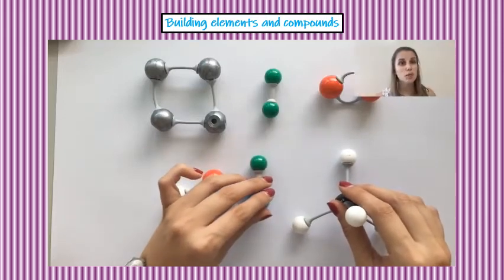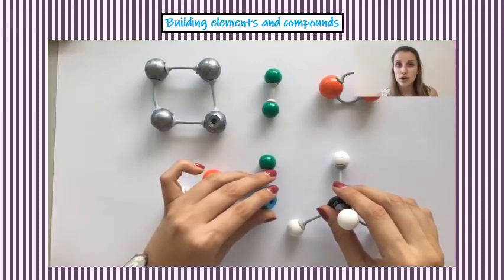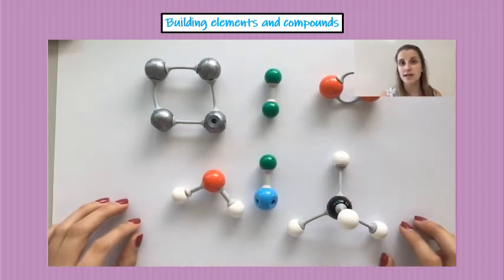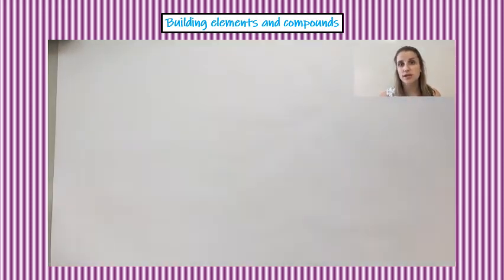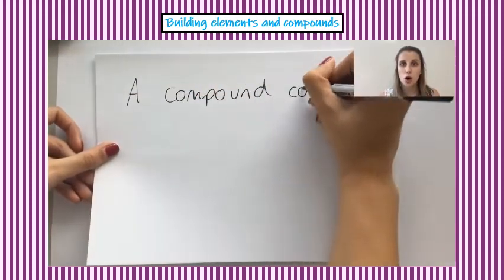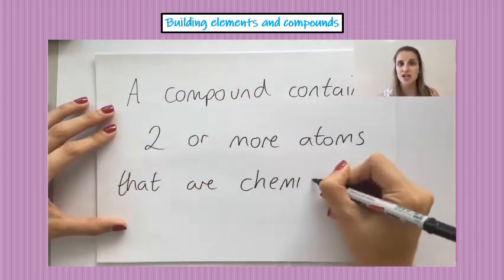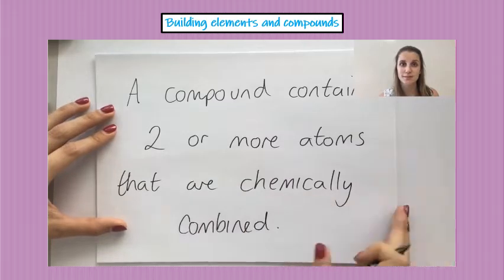The question you might be asking now is, what do we call the three at the bottom? So the top three are elements. They contain one type of atom. The bottom three contain two or more types of atoms. They have different colored molymod balls. We call these compounds. And compounds have to be chemically combined and contain two or more atoms.